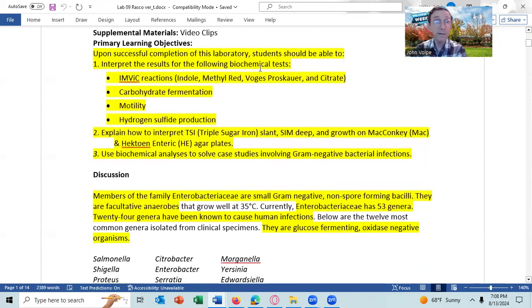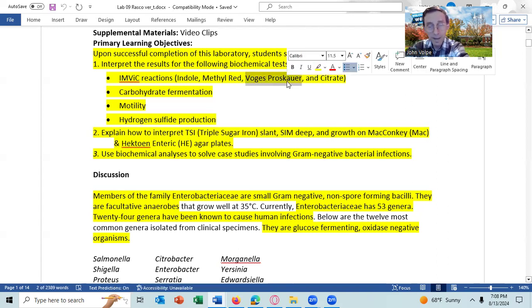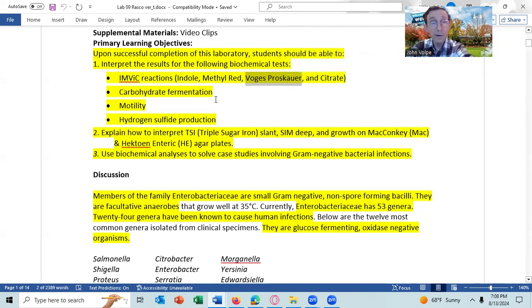The learning objectives for today's lab: upon successful completion of this lab, you should be able to, 1, interpret the results for the following biochemical tests. The IMViC reaction. IMViC is actually 4 different tests: the indole test, the methyl red test, the Voges-Proskauer test, and the citrate test. I am not Russian, and I might be mispronouncing this test. I frequently just call it the VP test. Okay. We'll also talk about the carbohydrate fermentation test, the motility test, and the hydrogen sulfide production test.